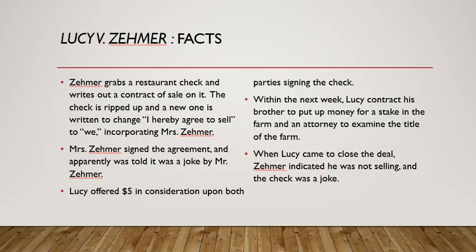A new one was later written to change "I hereby agree to sell" to "we" to incorporate Zemmer's wife. Zemmer had his wife sign the agreement, but told her it was a joke he was playing on Lucy. Lucy offered $5 in consideration once the check was signed, and the money was refused. The following day, Lucy called his brother to put up money for a stake in the farm, and later had his attorney look at the title of the farm. When Lucy came to Zemmer to close the deal, Zemmer indicated he was not selling his farm.